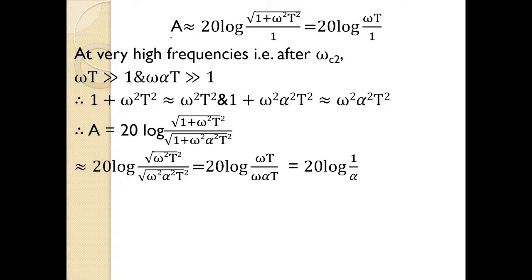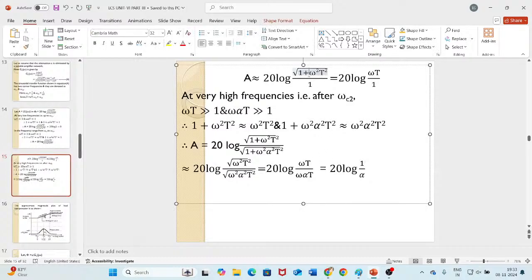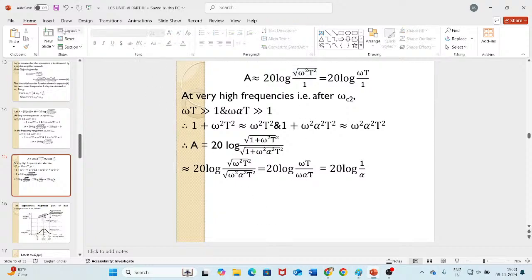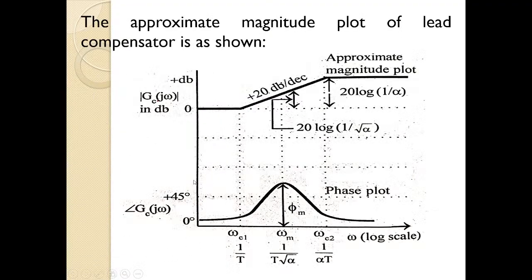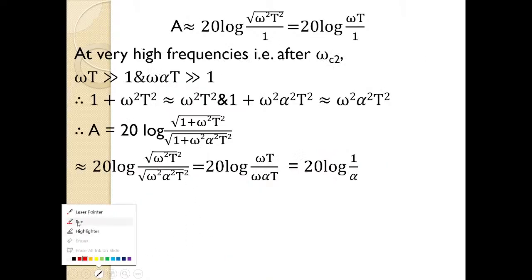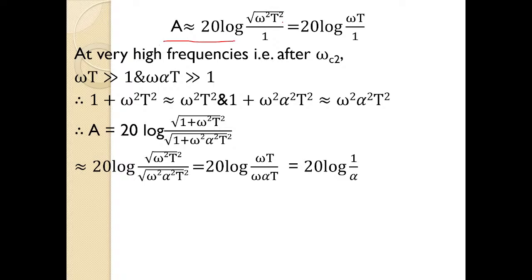So what is A now? A is equal to 20 log root of omega square t square by 1. Root of omega square t square is nothing but omega t. So 20 log omega t you will get. No need to write the 1. So when frequencies are within the range of omega c1 to omega c2, A value is equal to 20 log omega t.